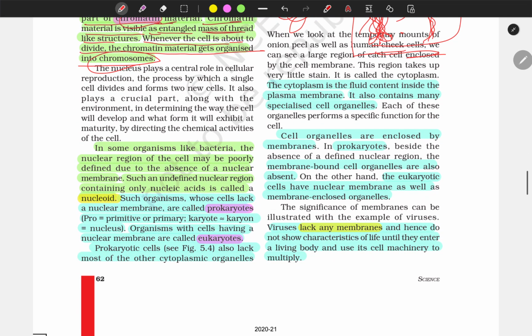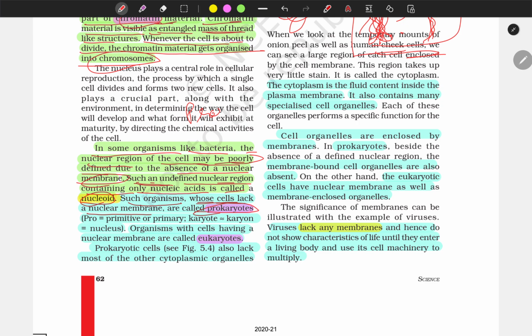In some organisms like bacteria, the nuclear region of a cell may be poorly defined due to the absence of a nuclear membrane, as I discussed for the prokaryotic cell. Such an undefined nuclear region containing only nucleic acid is called a nucleoid. Organisms whose cells lack the nuclear membrane are called prokaryotic cells, which I have just explained above.